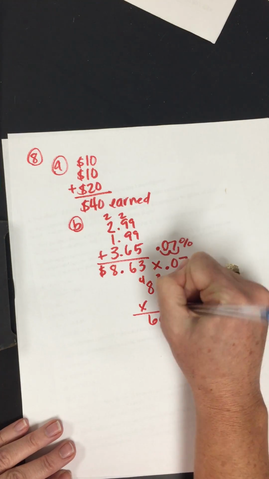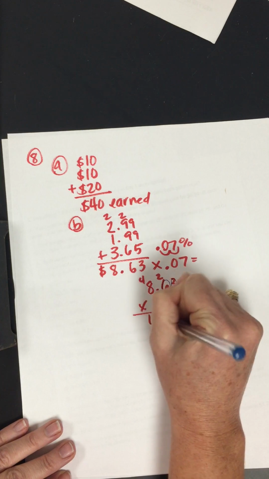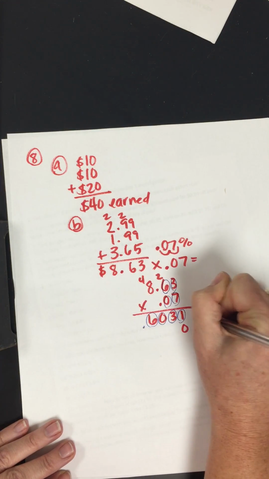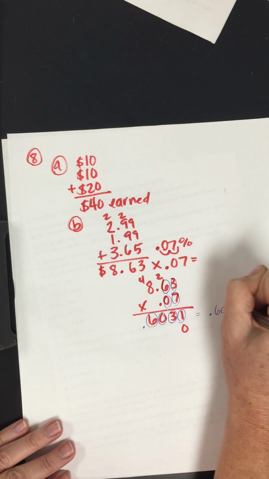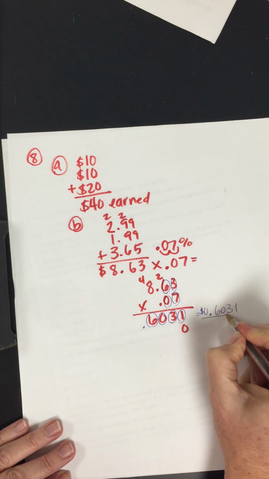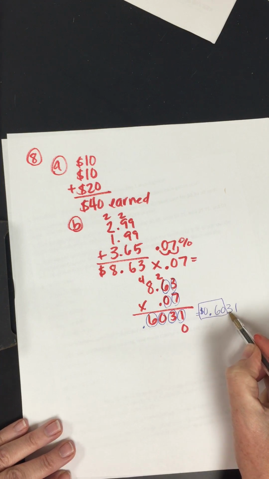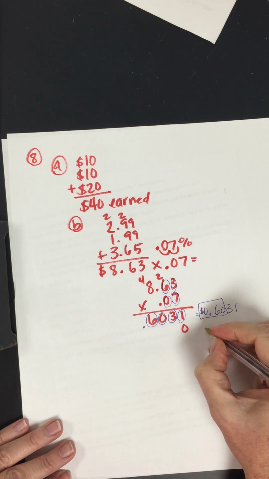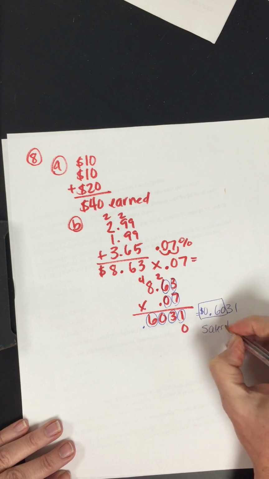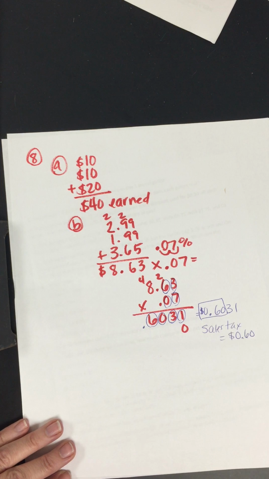But I've got 1, 2, 3, 4. So I need to have 1, 2, 3, 4 and put my decimal down. Again, we're talking money, so we're going to cut it off right here. I notice that this is below 5, so it'll stay the same. So your sales tax will be 60 cents.